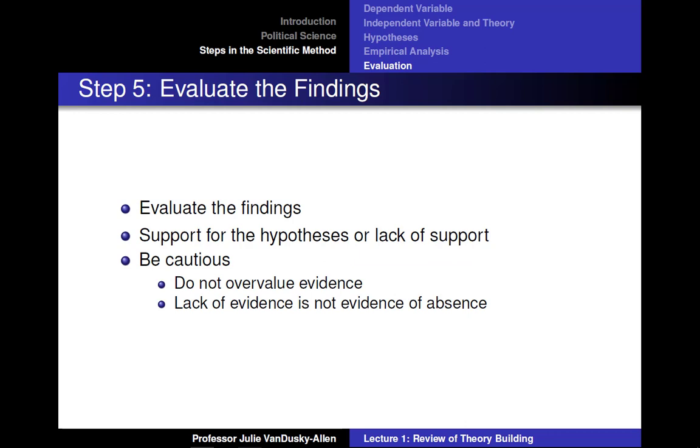In the fifth step of the scientific process, we evaluate our theory, our hypotheses, and our empirical results. We determine if the results of our empirical analysis provide support for our hypotheses or indicate lack of support. In this step, it is important to note that we should not overvalue our evidence. Just because you find results in one study, those results need to hold up in other studies for us to be more confident that our independent variable actually does have an impact on our dependent variable.